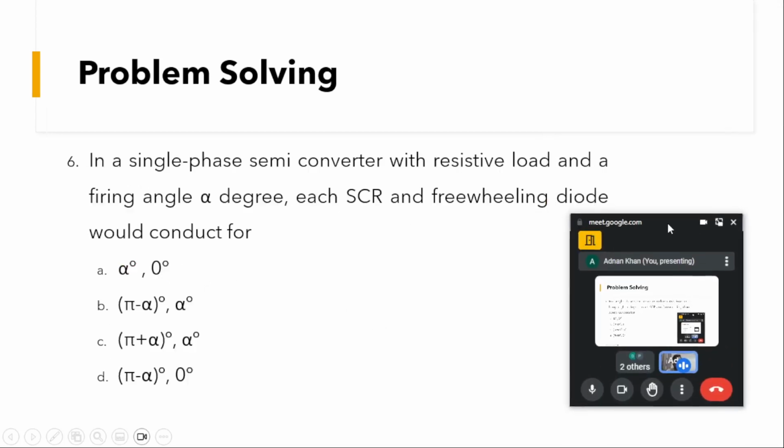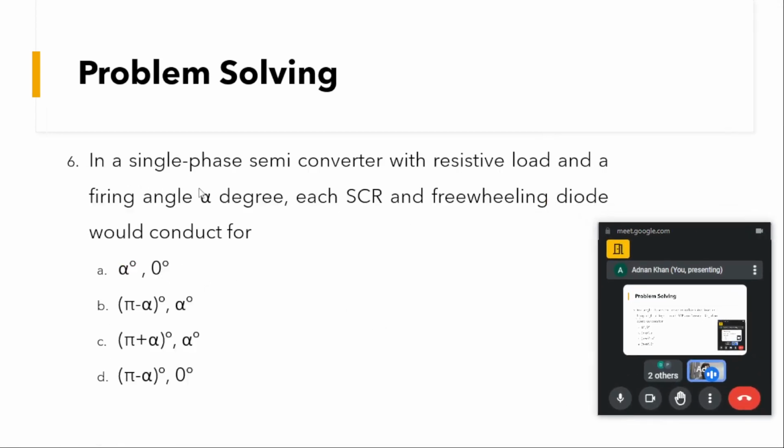Now coming to the sixth question. The question is, in a single phase semi converter with a resistive load, a firing angle alpha degree. The firing angle is alpha, meaning our devices are turned on at alpha degree. Each SCR and freewheeling diode would conduct for what? I think this is a good question which every one of you should be able to do, because we have discussed this topology in detail.